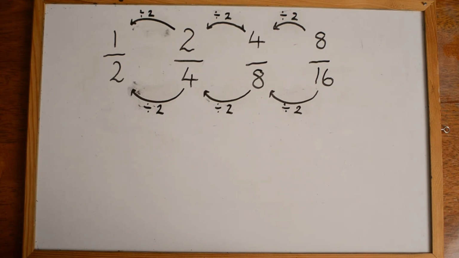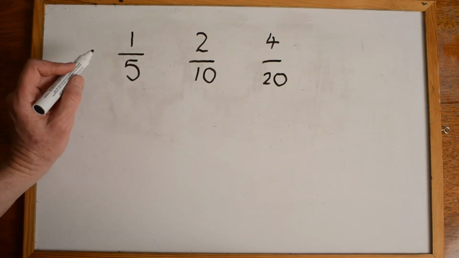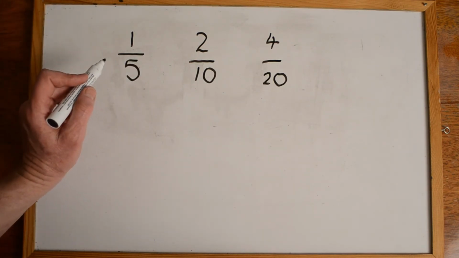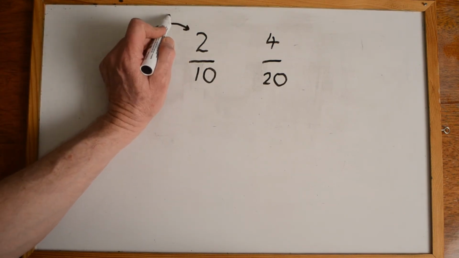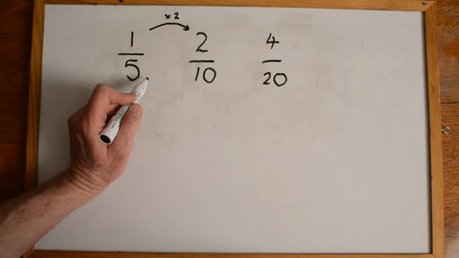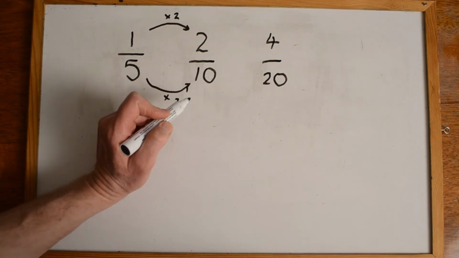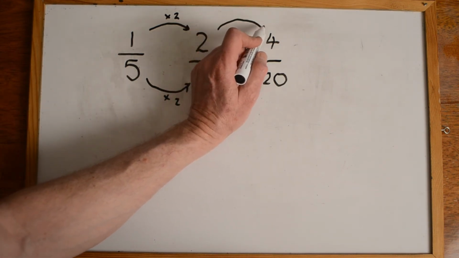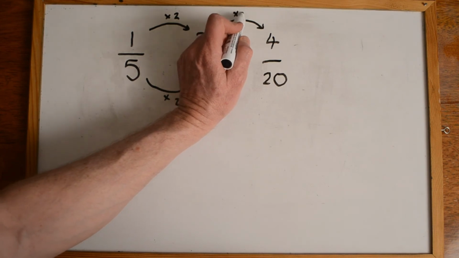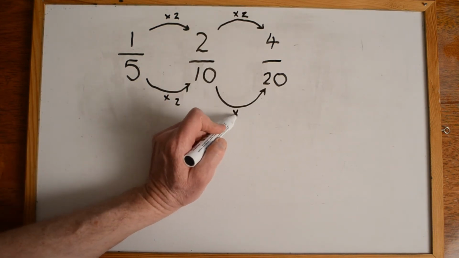I wonder if the same thing can happen for tenths. Right, now we've got 1/5. So equivalent fractions to 1/5, 2/10 is equivalent. That's been multiplied by 2, the numerator. The denominator has been multiplied by 2. And 4/20, that's also equivalent to 1/5. That's been multiplied by 2. And the denominator has been multiplied by 2.